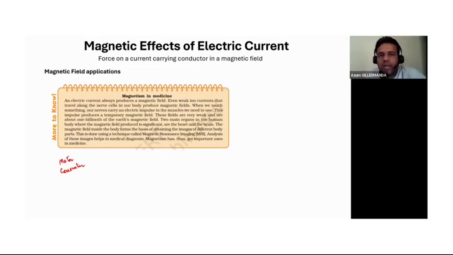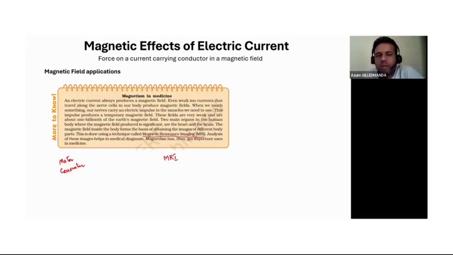Now, in the medical field, there is a key application of the magnetic field produced by the current-carrying conductor, that is MRI. Whenever we go to hospitals for some issue, the GP generally suggests an MRI for a body organ. So what is this MRI? MRI is basically magnetic resonance imaging.